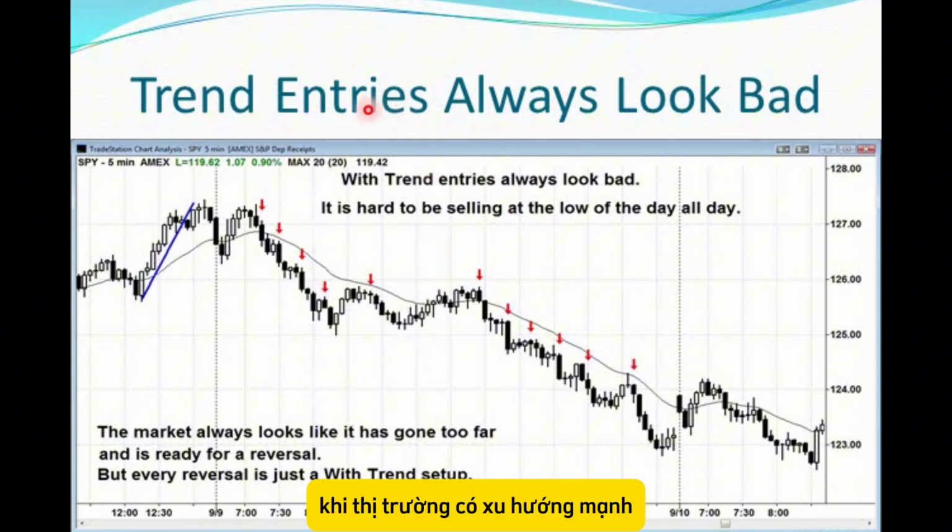When the market's in a strong trend, the trend entries always look bad. There's always something wrong with them. It always looks like the market is trying to reverse. For example, here's a doji signal bar. Here you're far from the moving average, bottom of a tight channel. Maybe it's overdue for a correction.